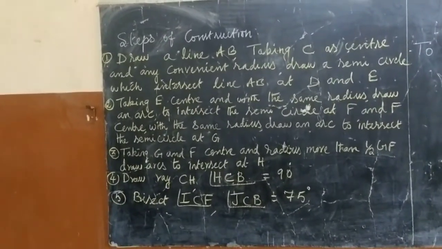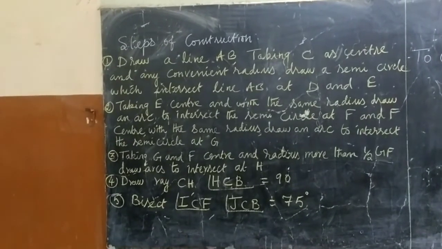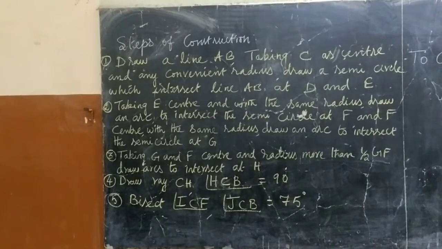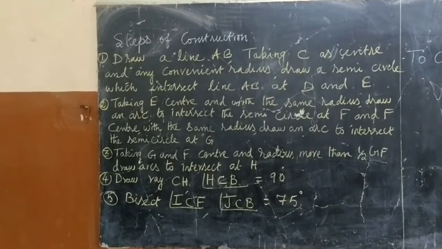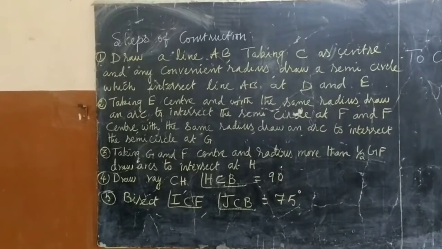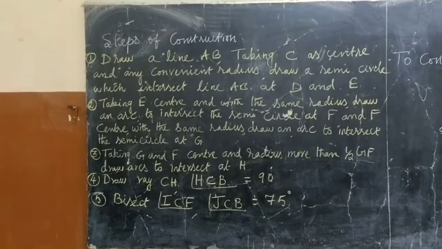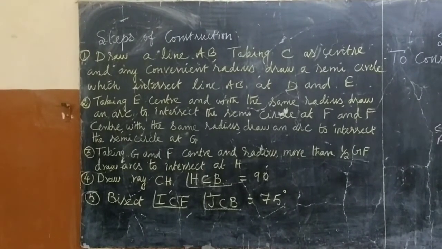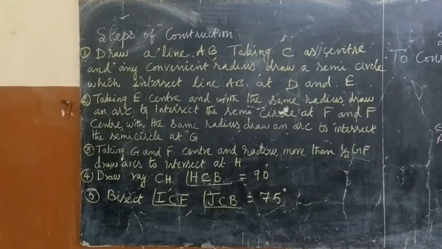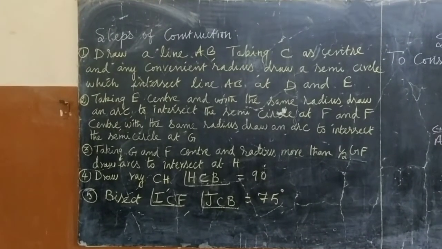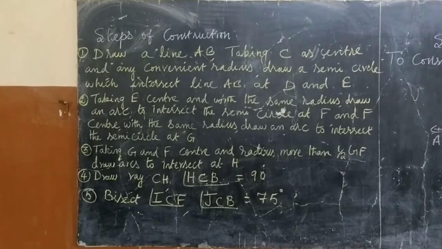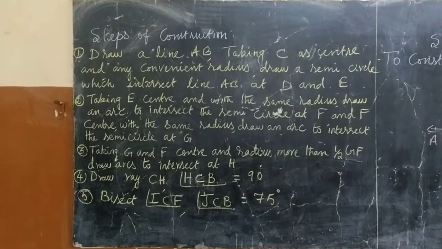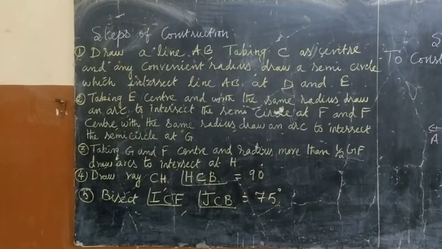Steps of construction. First point is draw a line AB. Taking C as center and any convenient radius, draw a semicircle which intersects line AB at D and E. Second point is taking E center and with the same radius, draw an arc to intersect the semicircle at F. And F center with the same radius, draw an arc to intersect the semicircle at G. Taking G and F center and radius more than half of GF, draw arcs to intersect at H.